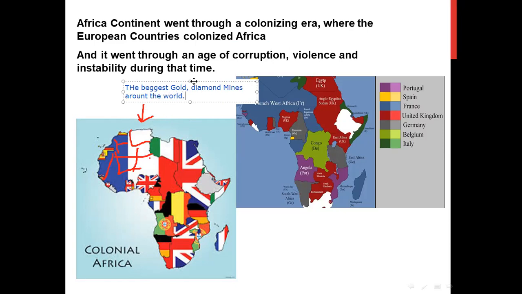Wow, that makes Africa the wealthiest continent around the world. Before 200 years ago, Africa was the wealthiest, even more than Europe and even more than Asia. Why? Because they have the biggest gold and diamond mines around the world. So that's why other countries like France, Italy, Britain, and America, or Belgium, came here, because they were greedy and they wanted to take all of this wealth from this poor continent.